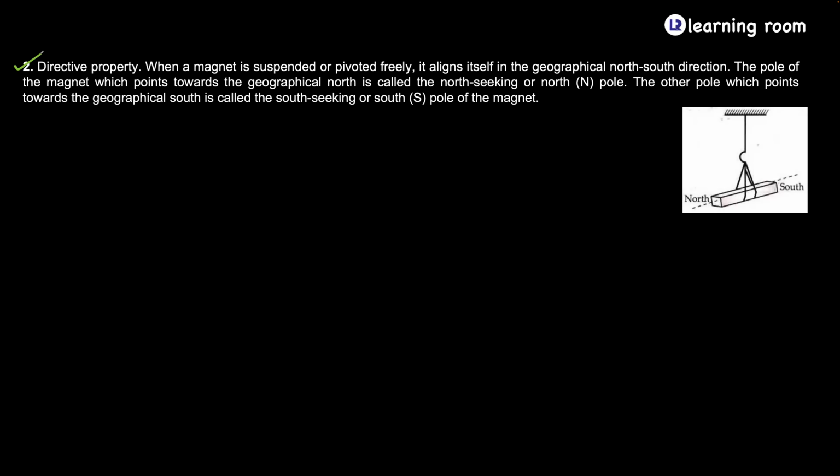As I told you, right? Whenever you talk about the north and south, there are two types of north and south. What are they? Geographic north and magnetic north. Similarly, geographic south and magnetic south. So here they are stressing on this important point, that is the geographical north and the south. Okay. So remember, this is north, this is south. I'm going to suspend it.